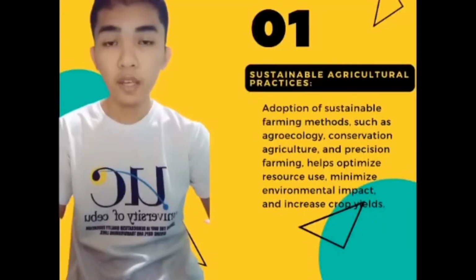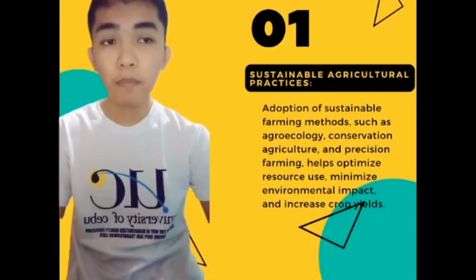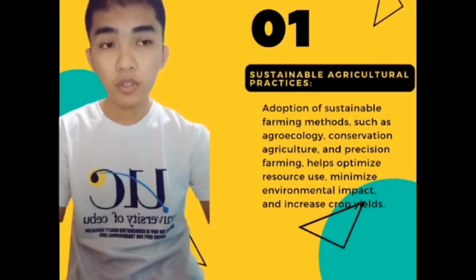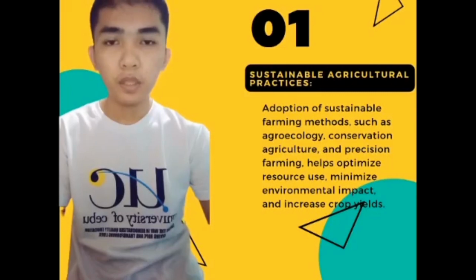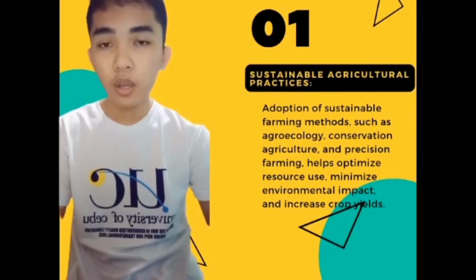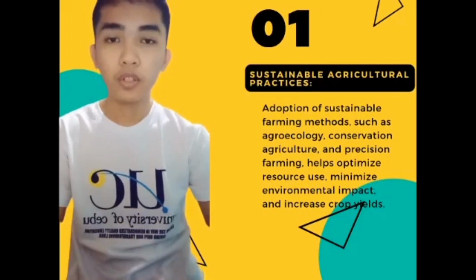We have seven factors, and the first one is sustainable agricultural practices. Adoption of sustainable farming methods such as agroecology, conservation agriculture, and precision farming helps optimize resource use, minimize environmental impact, and increase crop yield. This approach promotes a balance between productivity and ecological sustainability in agriculture.